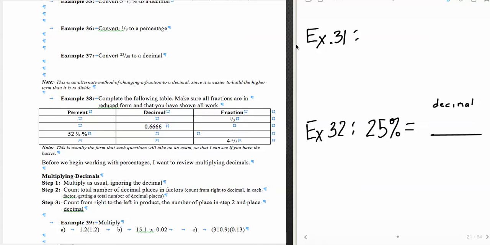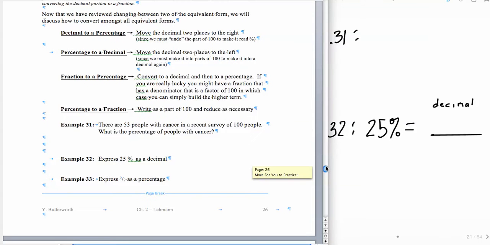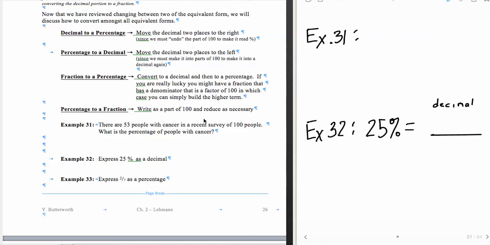Okay, so this is section 2.5 continued, and in this section we're going to be converting between forms. Example number 31 actually links in with our ratios. There are 53 people with cancer in a recent survey of 100. So what this says first of all is 53 of 100. That's a ratio, and that's what we have as our fraction.